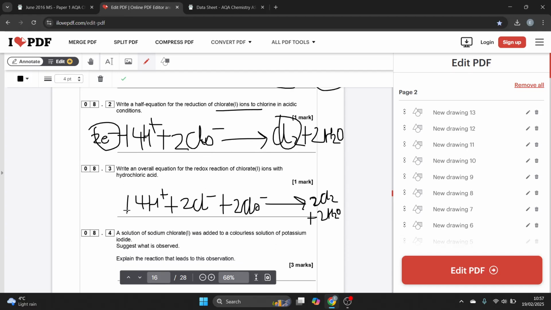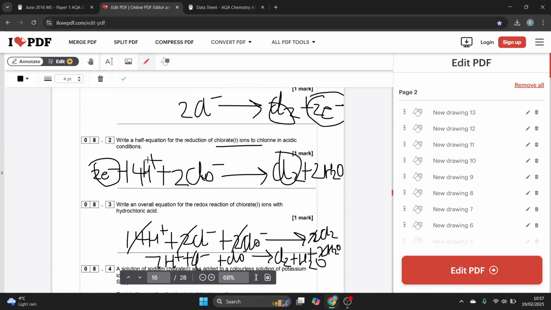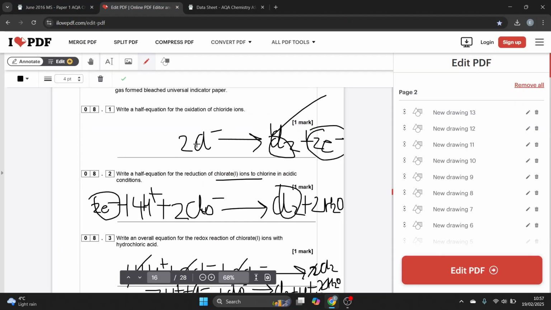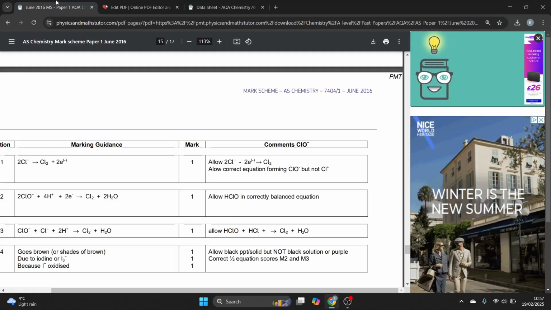And the thing is, with this equation, it simplifies. We've all got a factor of 2 in. So that's divided by 2, so 7H pluses plus Cl minus plus ClO minus goes to Cl2 plus H2O. And always be on the lookout for cancelling out finally at the end. So let's have a look at the mark scheme. 2 Cl minus is Cl2 plus 2 e minus, plus 4H plus, 14H plus 2 ClO minus to Cl2 plus 2 H2O, ClO minus plus Cl minus plus 7H plus.